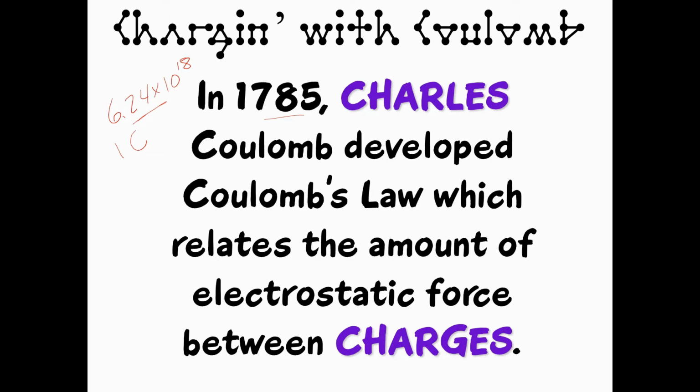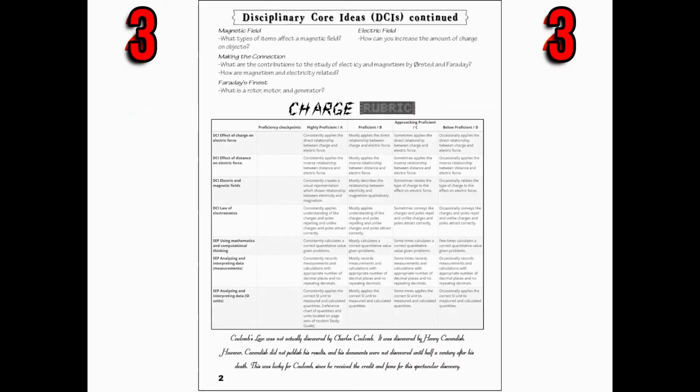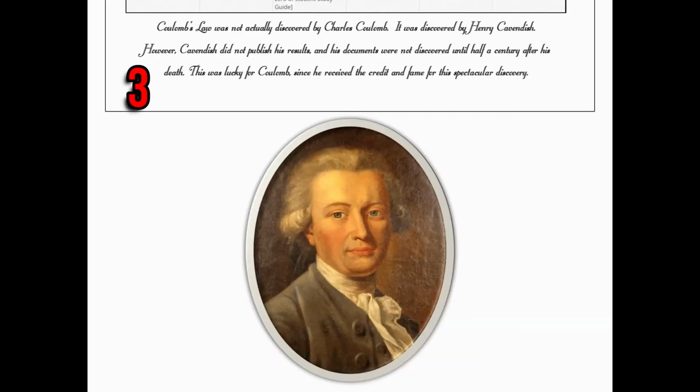You perhaps have been reviewing your study guide, as you should, a few minutes every single night, and maybe something's ringing in your mind of, Charles Coulomb developed Coulomb's law? Did he? Did he really? If you take a look at page 2 of your study guide, where you have your continuing DCIs, disciplinary core ideas, and the rubric on which you will be assessed, right at the bottom there of page 2, Coulomb's law was not actually discovered by Charles Coulomb. It was discovered by Henry Cavendish. However, Cavendish did not publish his results, and his documents were not discovered until half a century after his death. This was lucky for Coulomb, since he received the credit and fame for this spectacular discovery.